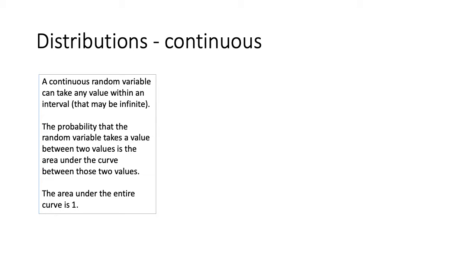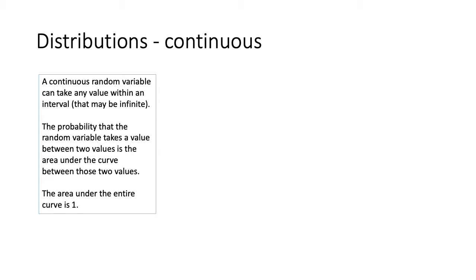Okay, let's think now about some continuous distributions. A continuous random variable can take any value within an interval. It could be an infinite interval. For example, you could have a normal distribution. You might be looking at the weights of vampire bats, for example. They might well have a normal distribution. And in this case, the probability that the random variable takes a value between two values is the area under the curve between those two values.